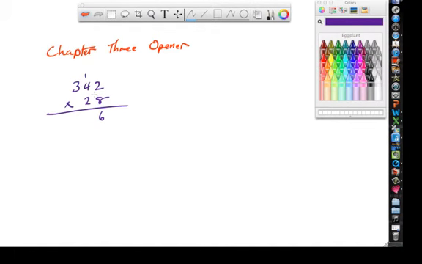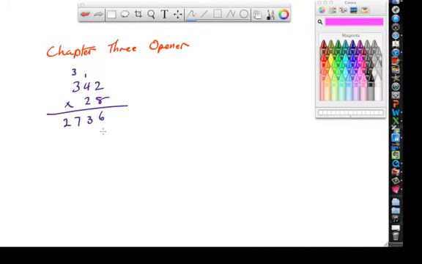8 times 4 is 32. Plus the 1 ten is 33. That's actually 33 tens. So we're going to carry that 30 up here, and that stands for 300. 33 tens is 330. And then 8 times 3 is 24. 24 plus 3 is 27.